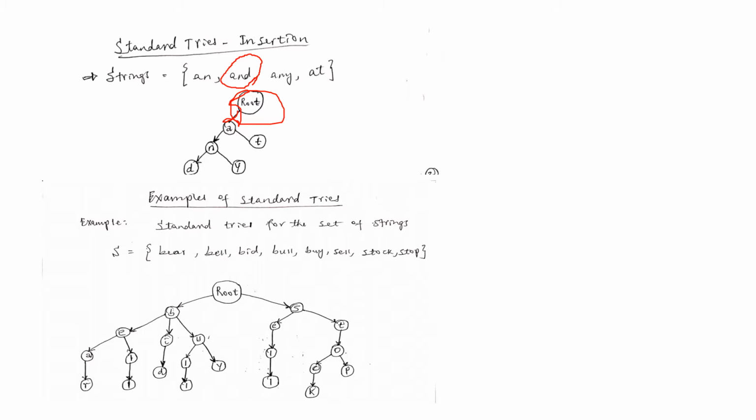This an is this one. To make an we can get from here. From here we can get an, but to get and and any we have to see from this and also this one. Any we can get that. So you can see from this slide I'm showing you.